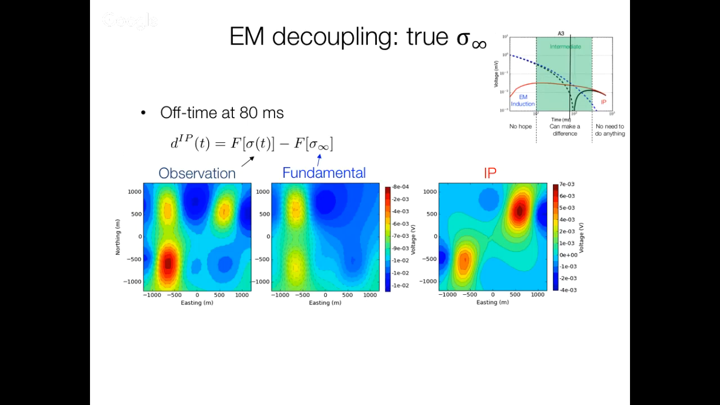Then in that case, here's the observations, here's the fundamentals, and here's the IP data. So this is at 80 milliseconds, which was kind of nicely in this band. And you can see how by doing that, we've got rid of this effect here and have ended up with something that looks like that.